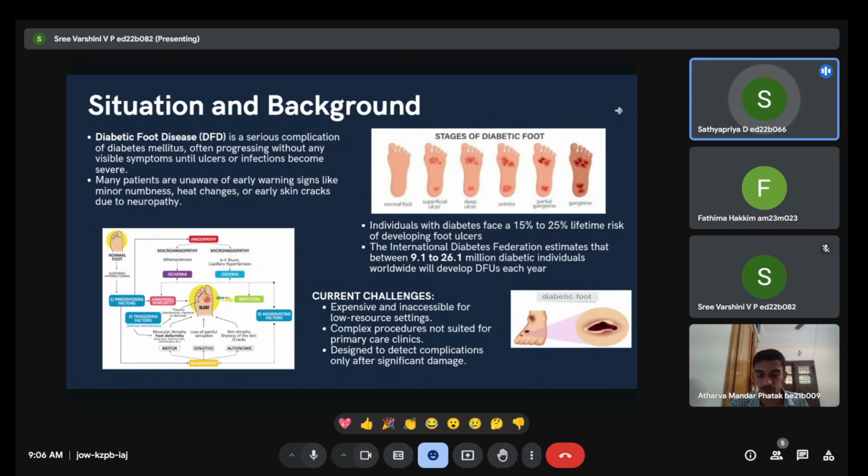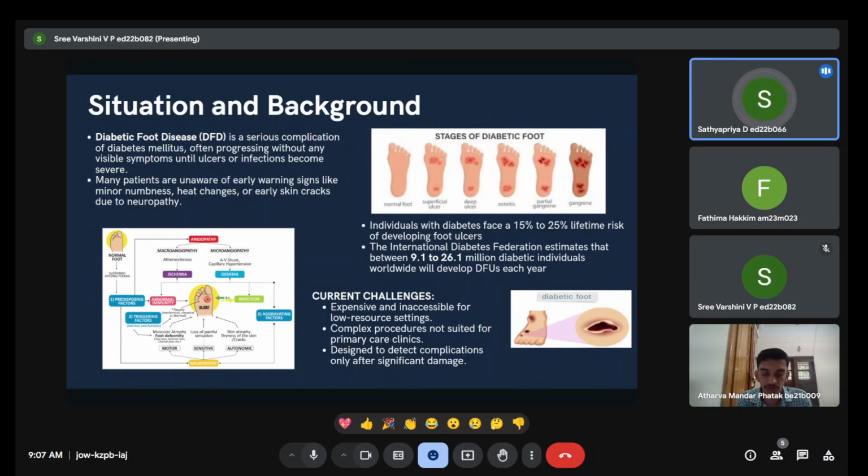So coming to the situation and background, diabetic foot disease is a serious complication of diabetes mellitus, especially type 2 diabetes. The advanced stages lead to ulcers and infections, which might become severe in the later stages. Many patients are unaware of early warnings like minor numbness, heat changes, or early skin cracks, which can lead to serious complications in the end.